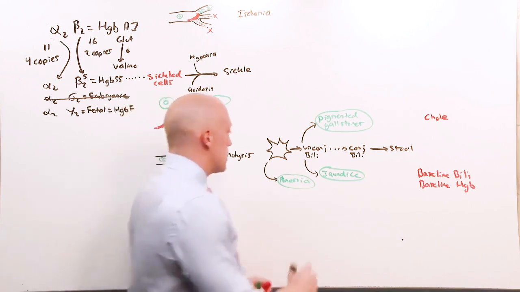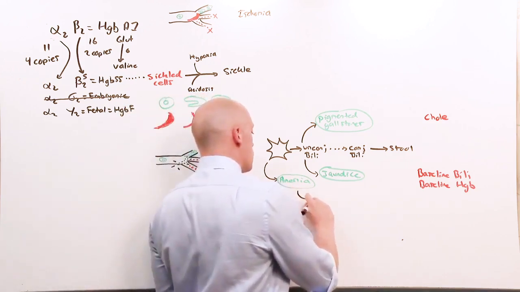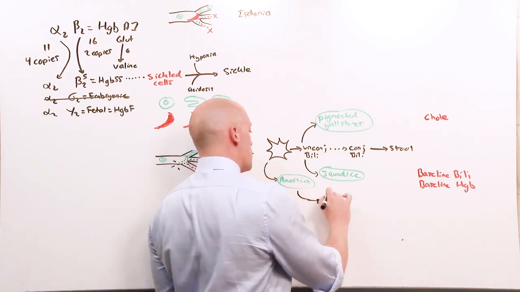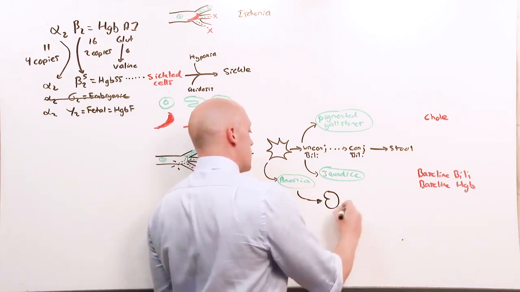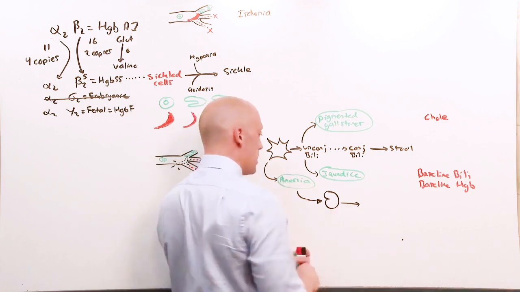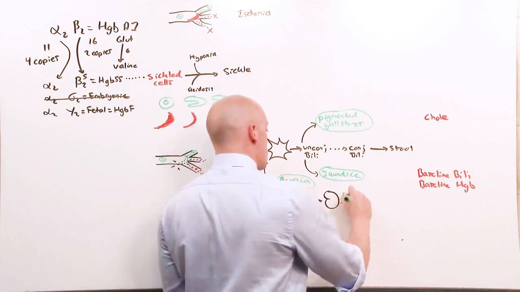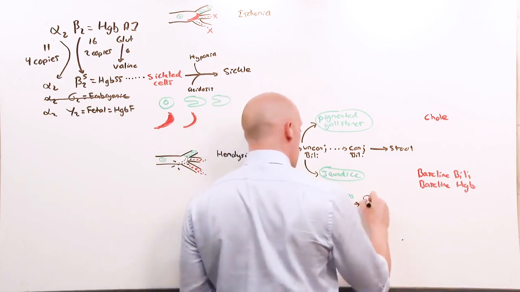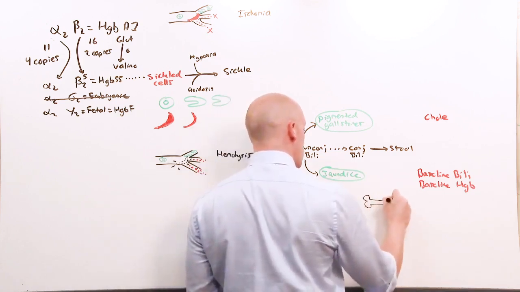But that anemia causes another problem. An anemia is going to lead to poor oxygen carrying capacity, and that goes to the kidney. And the kidney is going to end up making EPO to try to tell the bone marrow to rev up production of red blood cells.